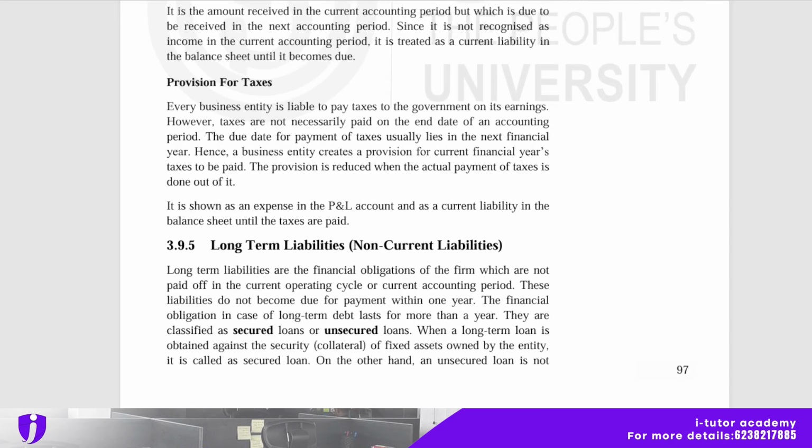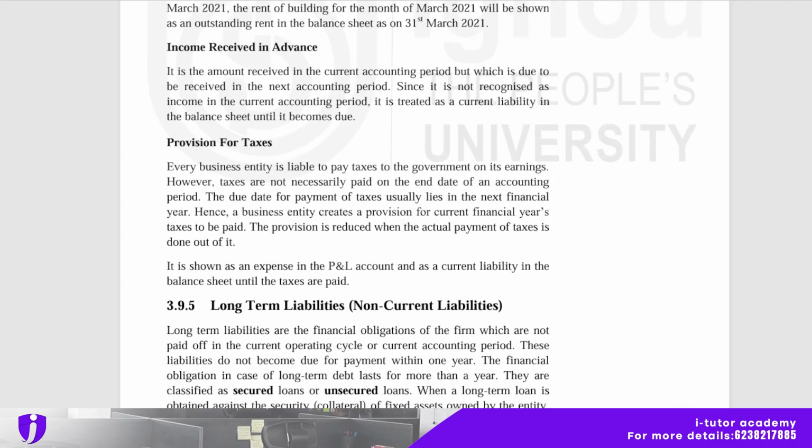And provisions for taxes. Every business entity is liable to pay taxes to the government on its earnings. However, taxes are not necessarily paid on the end date of an accounting period. The date for payment of taxes usually lies in the next financial year. Hence, a business entity creates a provision for current financial year taxes to be paid.